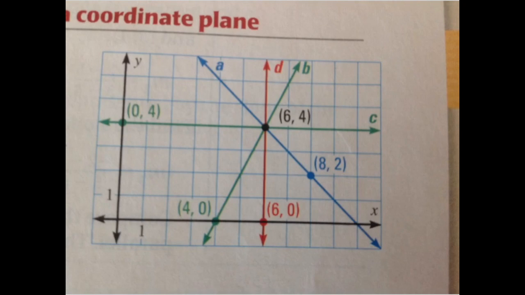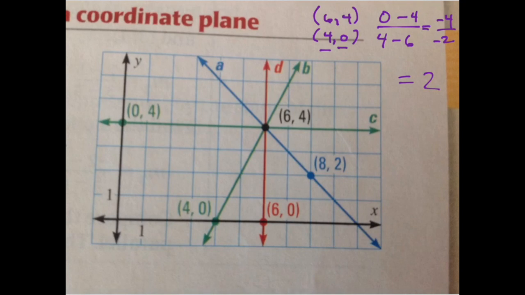We have 2 points on B: 6, 4, and 4, 0. So what do we want to subtract on top? 0 minus 4. Okay, so if we do 0 minus 4, we've got 0 first on top. What goes first on bottom? 4. If the 0's first, the 4's got to go first. And we've got 4 minus 6. So 0 minus 4 is negative 4, over negative 2, and 4 minus 6 is negative 2. And negative 4 divided by negative 2 is 2. So B has a slope of positive 2.